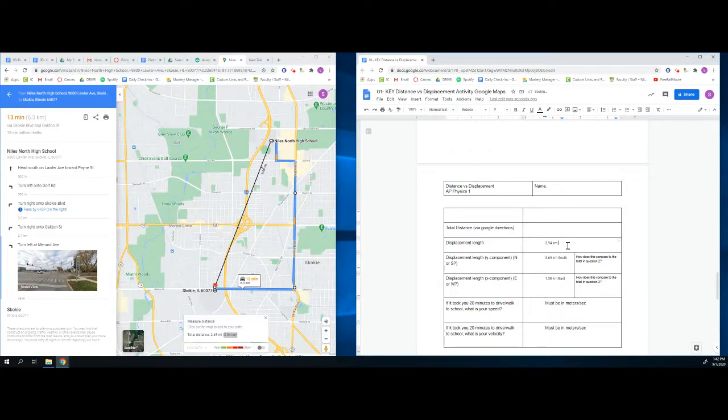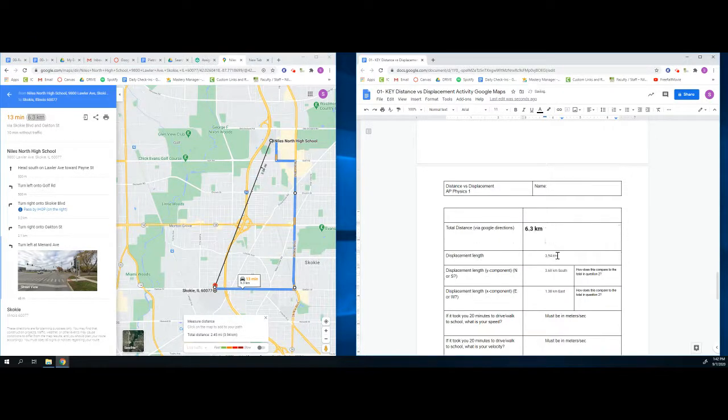Okay. And the distance, I guess we did look at this. And the distance says, what does it say? 6.3 kilometers. That's the total distance because that's like taking everything in blue and adding every single thing up.